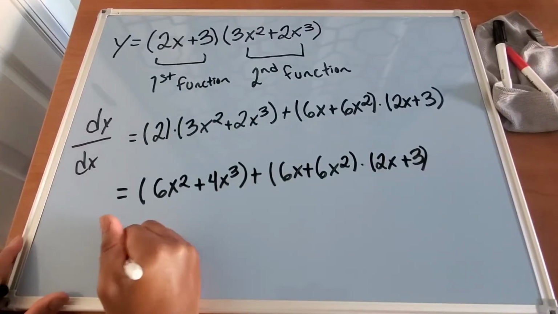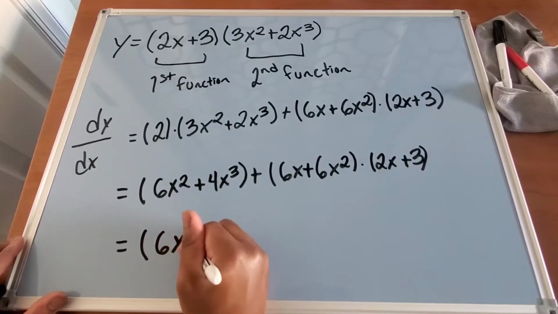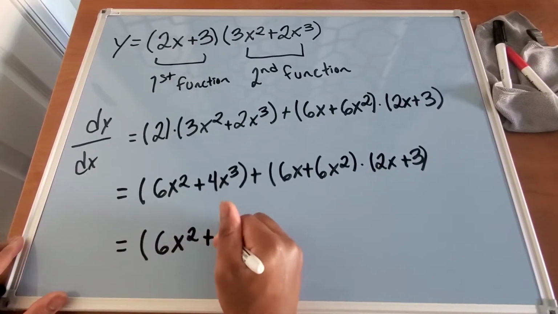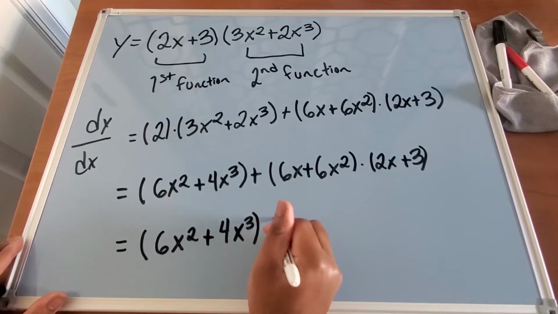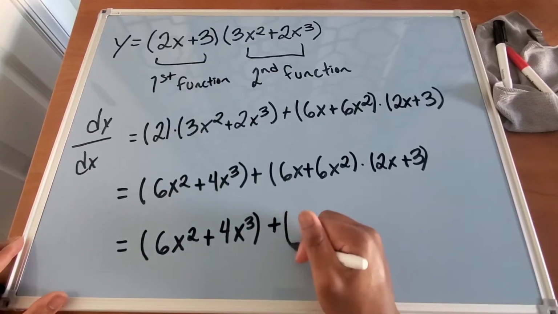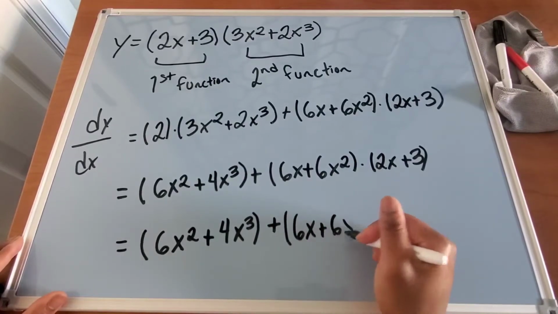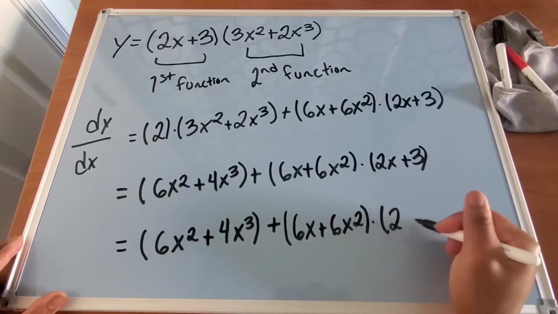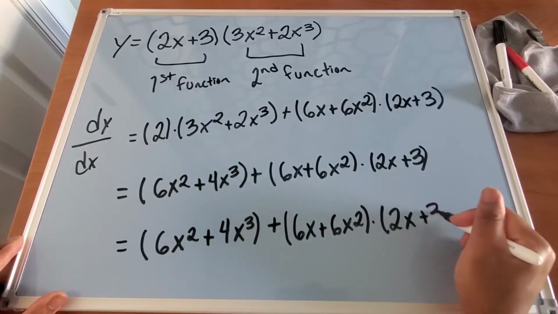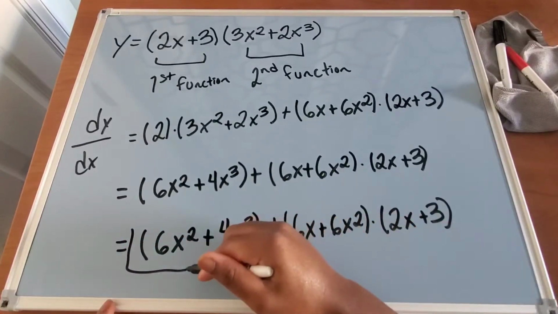As the final answer, we write it as 6x squared plus 4x to the third plus 6x plus 6x squared times 2x plus 3. And this is our final answer.